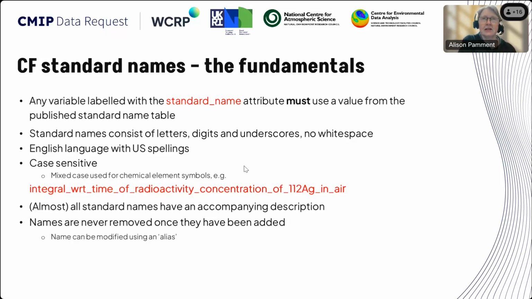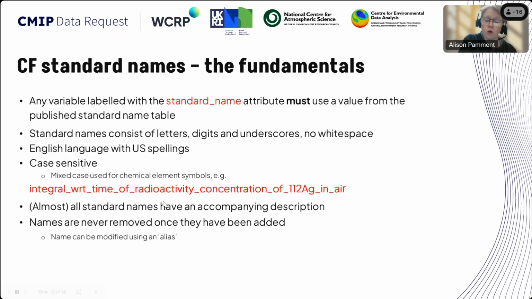I think the only situation currently where we do use mixed case is where we've got chemical element symbols. So like in the example here, we've got an isotope of silver. So it's written 112 for the atomic weight and Ag as you would see it in the periodic table. Other than that, I think we always use lowercase.